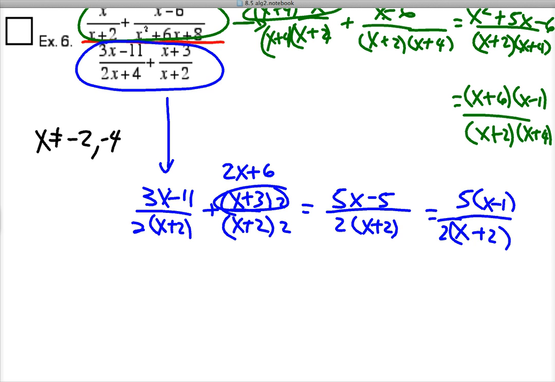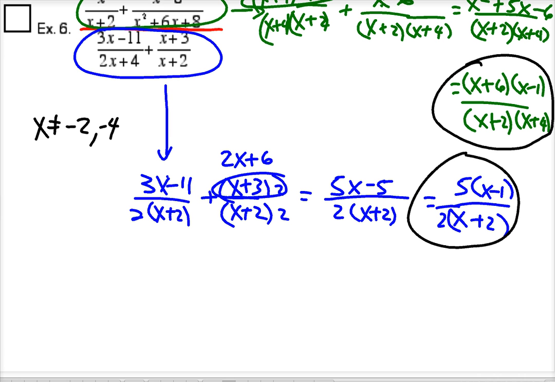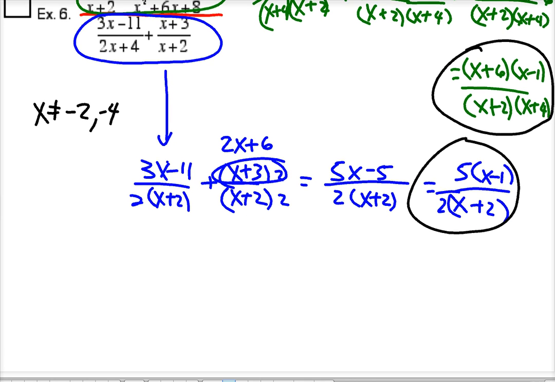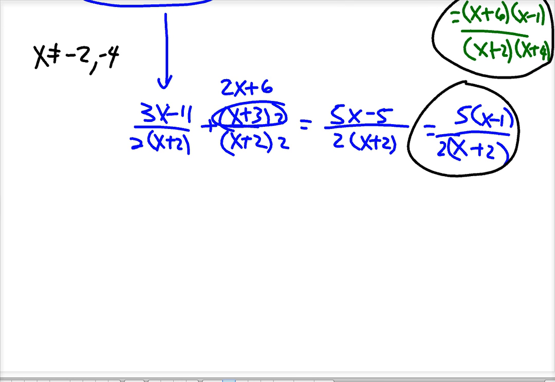Now, based on the bottom part here, x can't be negative 2, but I already said x can't be negative 2, so I don't need to write that in my restrictions again. So now I've got two parts. I've basically got two fractions. I've got this fraction right here. That was my numerator. This fraction down here is my denominator. And I was dividing a numerator by denominator. What do you do when you divide fractions? Well, you simply multiply by the reciprocal.